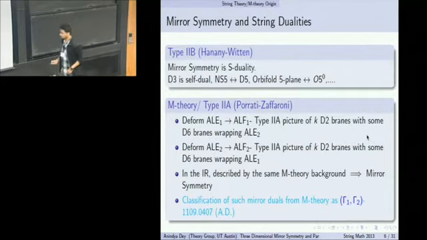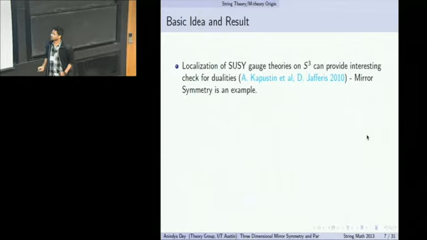Now, we'll find it useful to classify such mirror duals as this doublet gamma 1, gamma 2, where gamma 1 is the singularity of the ALE1 and gamma 2 is the singularity of ALE2. Okay, so we will not consider exceptional singularities. We'll just stick to A and D type singularities for the obvious reason that there is no known way of deforming an E type ALE into an E type ALF. Okay, so now we are in a position to state the basic result.